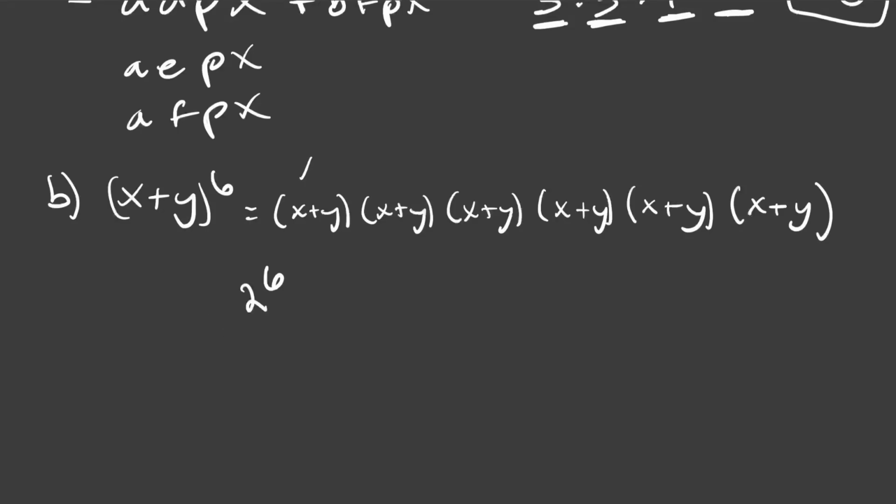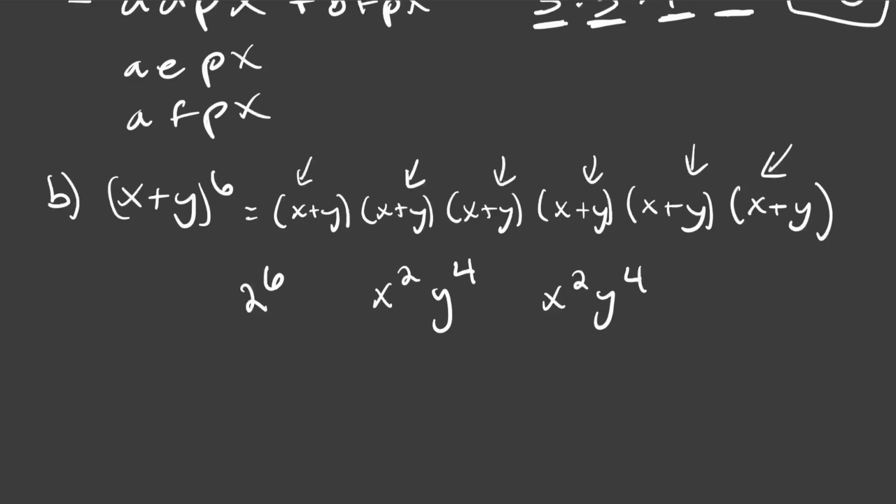For instance, if I select an x first here and then an x here, I'm going to get x squared, and then maybe I select 4 y's from the remaining 4. So I have x squared times y to the 4th, but that's just going to be exactly the same as if, for instance, we selected 4 y's here, and then an x here, which would also give us x squared times y to the 4th. These are the same terms. So essentially, because these terms are not all unique, when we do this, we're going to be overcounting.